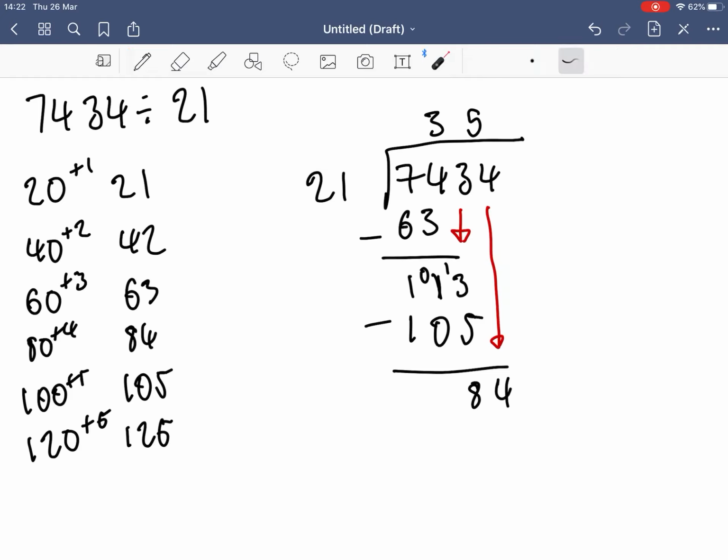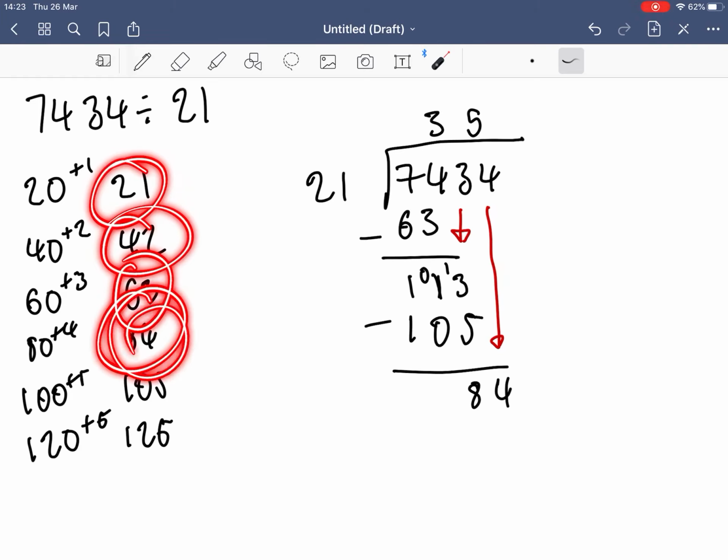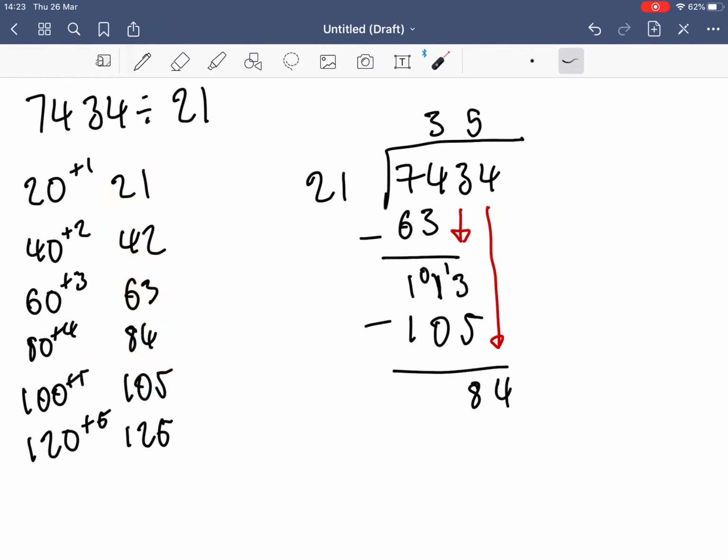84. Let's check again. How many 21s go into 84? So 21 does, 42 does, 63 does, and oh look, 84, 100% does. So we drop our 84 here. How many times does it go in? 1, 2, 3, and 4. Let's do our subtraction. 84 take away 84. I know that's going to be 0. We're left with no remainder, so we don't have to put a decimal point in.